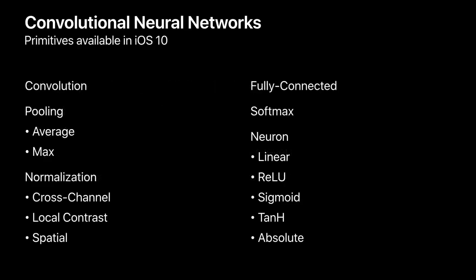And here's a list of all of the CNN primitives we had available in iOS 10. And in this recap, I will be just talking about the core convolution layer, the core building block of a CNN. And the rest of these primitives are covered in great detail in our documentation. So pooling, fully connected, softmax, you can find information on those.